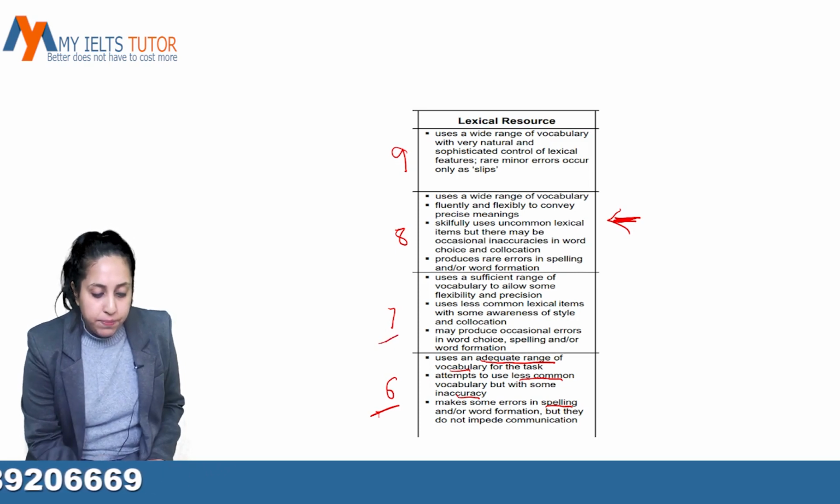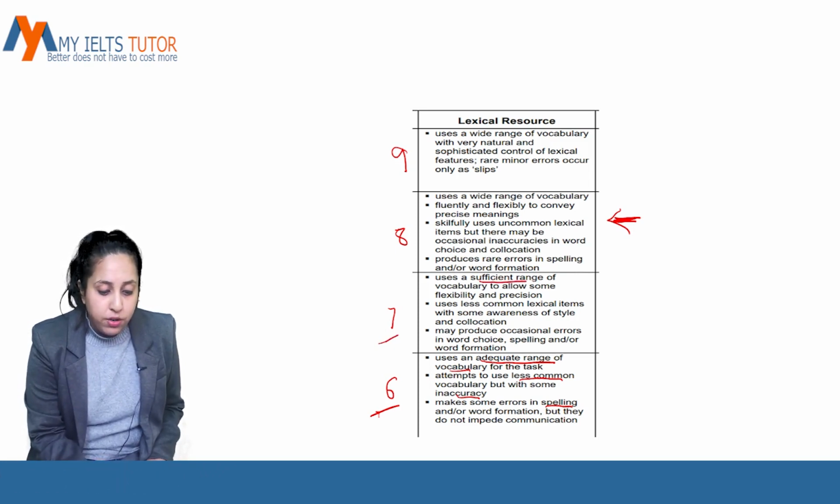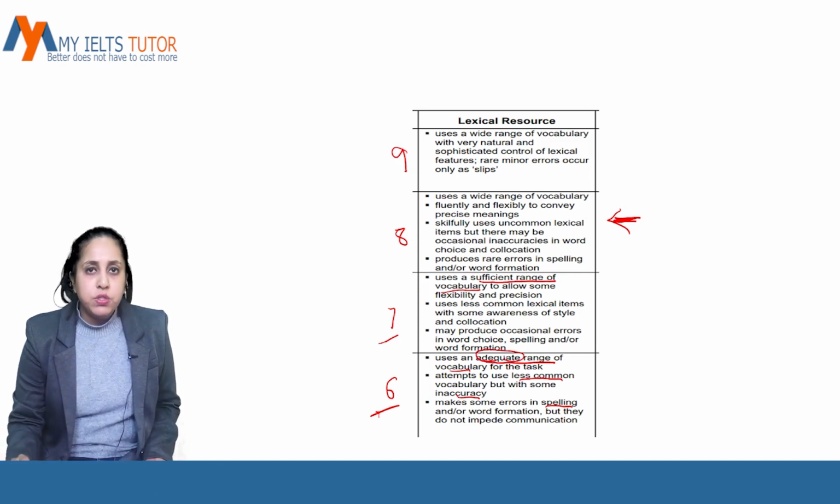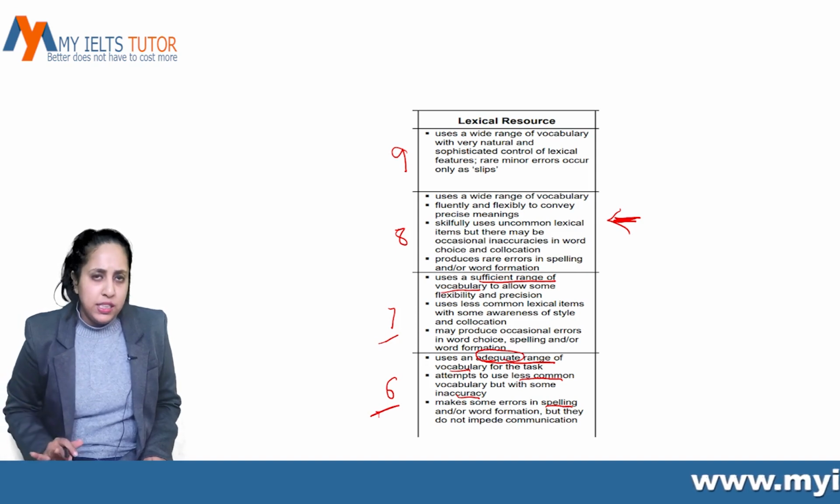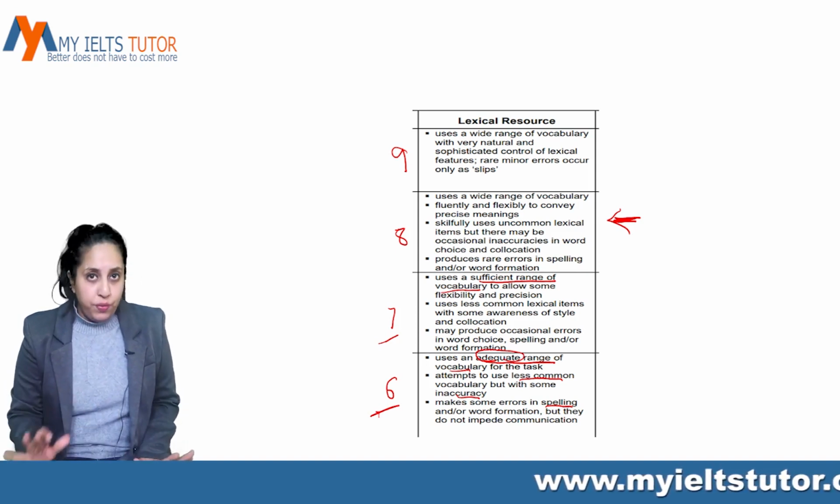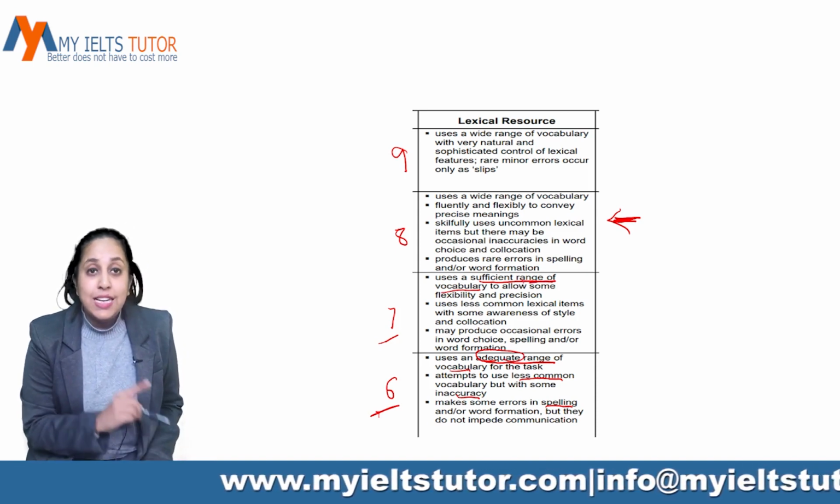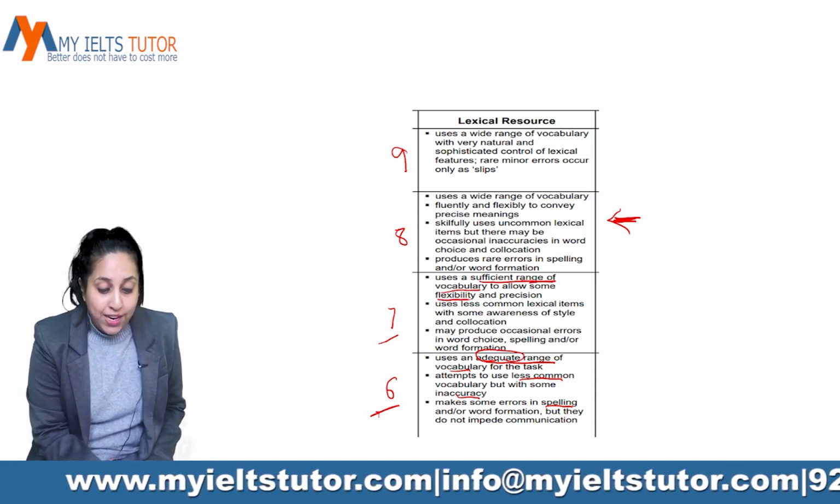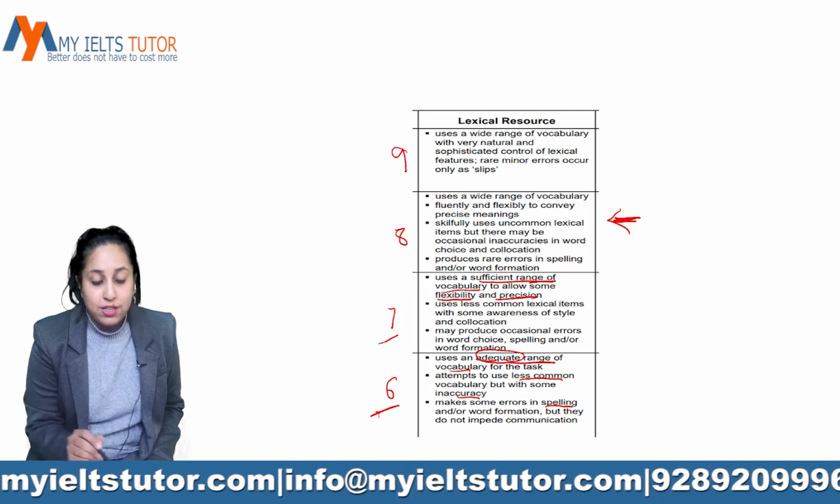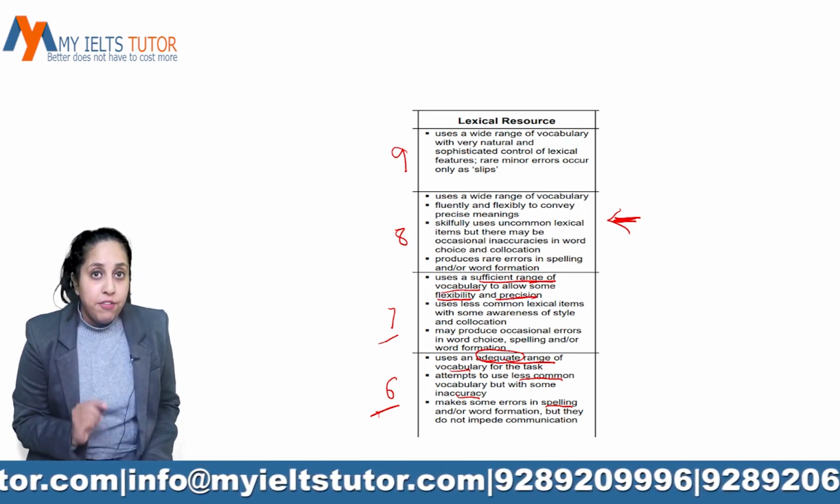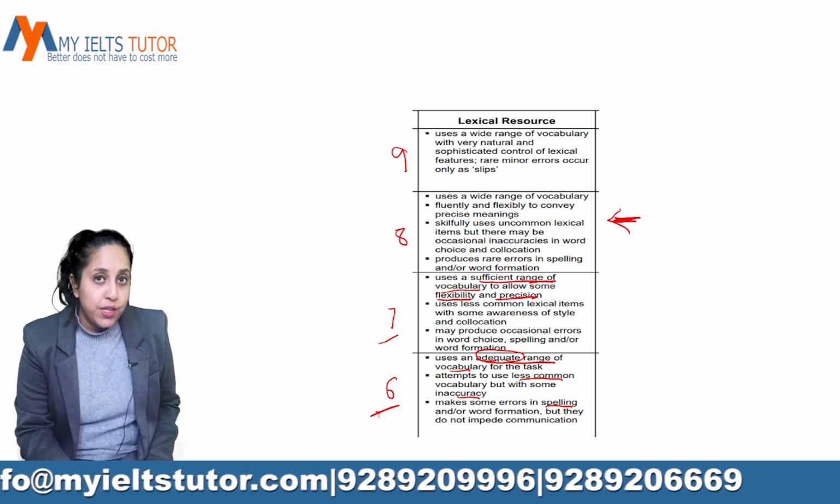For 7 band, the student is using a sufficient range of vocabulary. Adequate, they are using adequate, like fine, it is there, it could be seen, but sufficient means good variety, right? Now, when you are using a range of vocabulary, you are showing flexibility and precision, which is important. Flexibility and precision you are showing to the examiner.